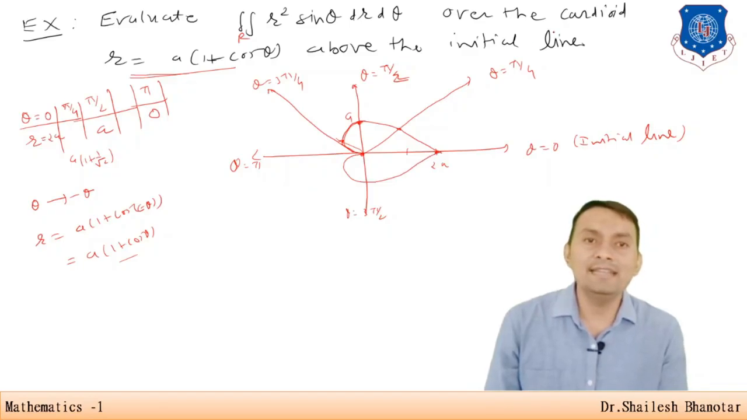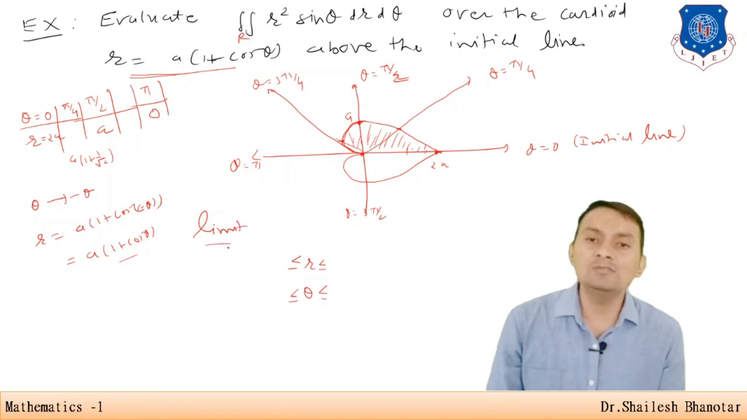So whenever I draw the below side, the curve will be like that. But it is said that the cardioid, this one, r equals a into 1 plus cos theta, above the initial line. That means we are interested only in this portion, the upper half part. So for that I have to consider r and theta. How can we consider r and theta? That is the interesting part, and without this limit we cannot evaluate this double integration.